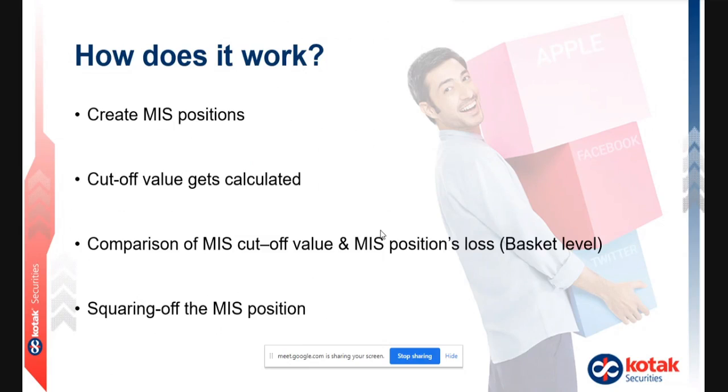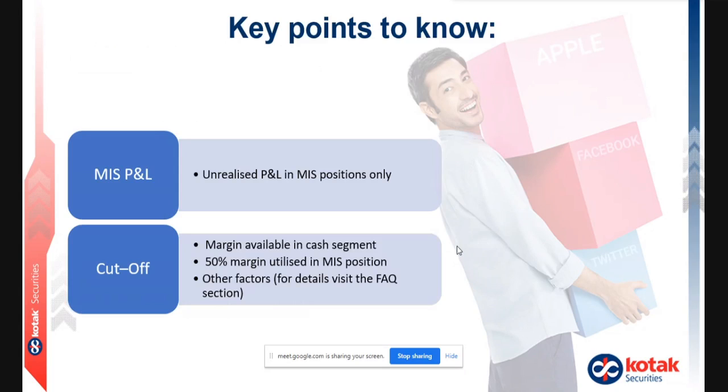So in case 500 profit and in another one you have a 200 loss, then net profit will be 300. So there is no chance of cutoff getting compared or even getting triggered. For the cutoff to get triggered, your loss should be more than the cutoff value, and that is how the MIS product will work for you. Okay, let's take it forward.